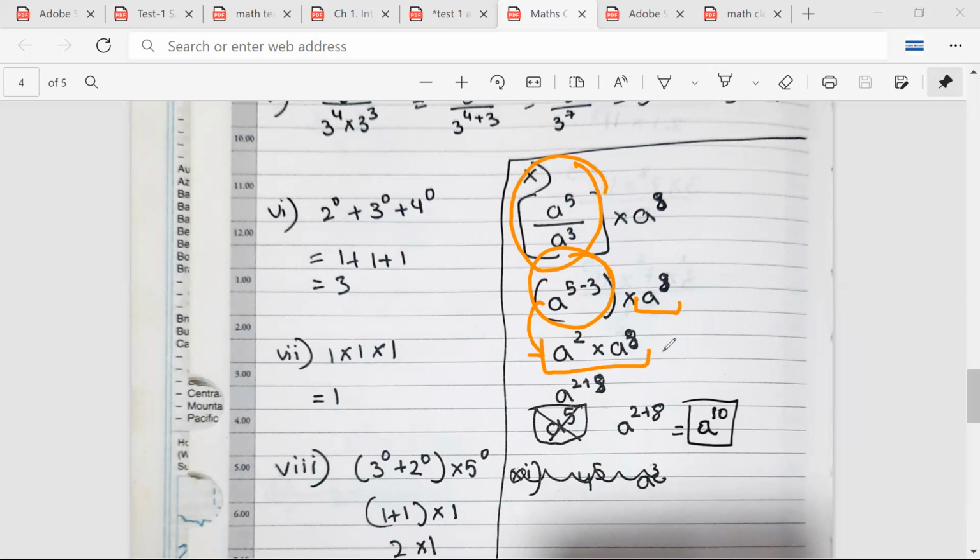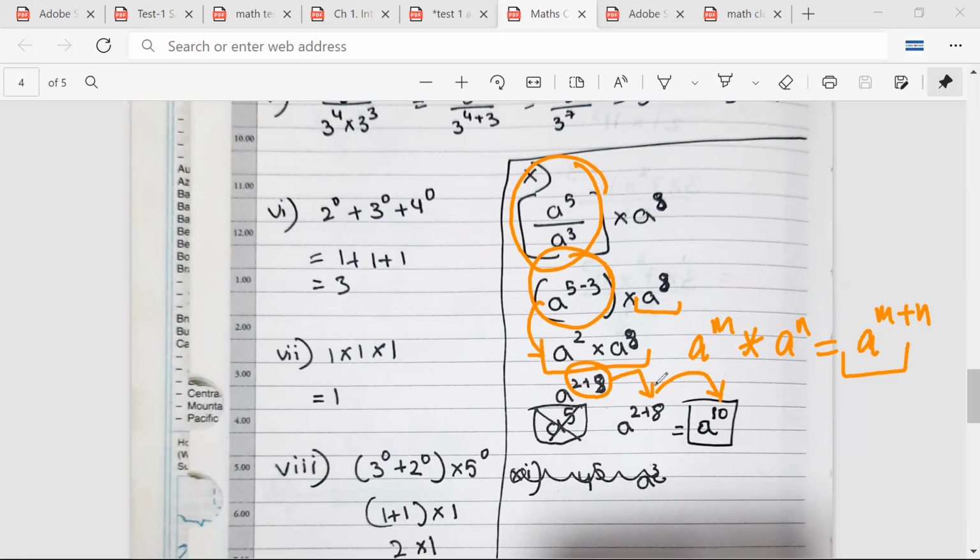No. This step is the same as applying the rule a raised to power m into a raised to power n, which will be equal to a raised to power m plus n. Any doubt? That is why she has written 2 plus 8, which should be equal to 10.